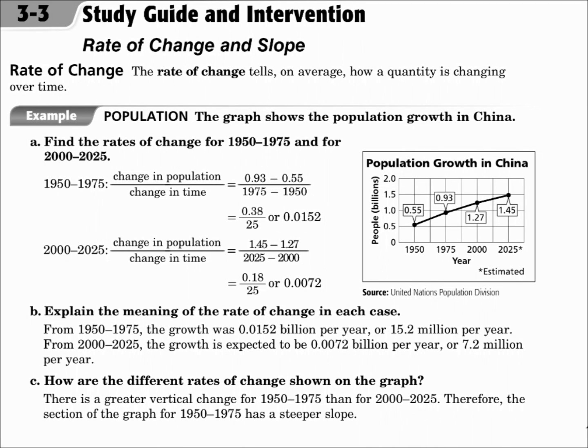This is lesson 3.3, Rate of Change and Slope. Your objectives are to use rate of change to solve problems and to find the slope. The rate of change tells, on average, how a quantity is changing over time. You'll compare the y values with the x values and how they change over time.